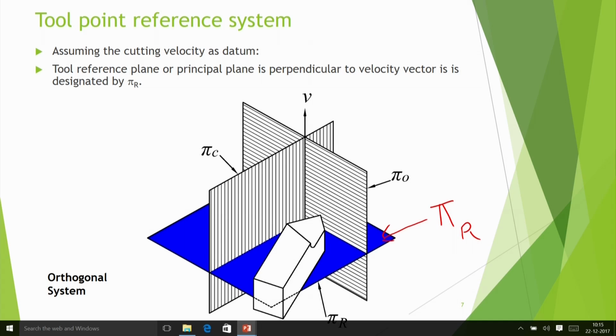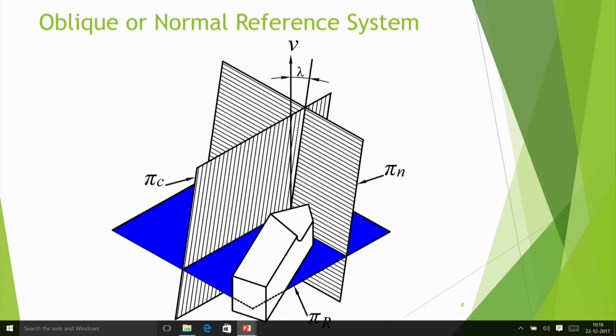So in these planes we can understand all the angles. We have got the reference plane, the cutting plane, and the orthogonal plane, and the tool is kept here. Now we have another system of nomenclature. This one I told you is the ASA system, and the ORS system. Then there is one more that is called the oblique or normal reference system.